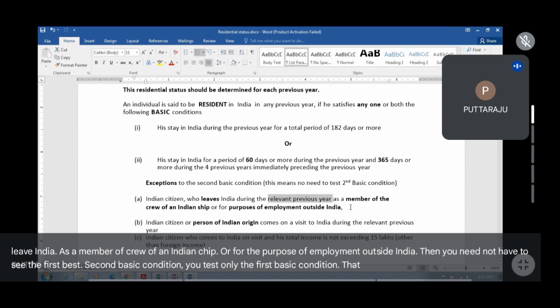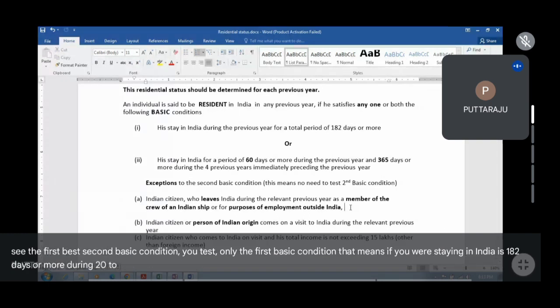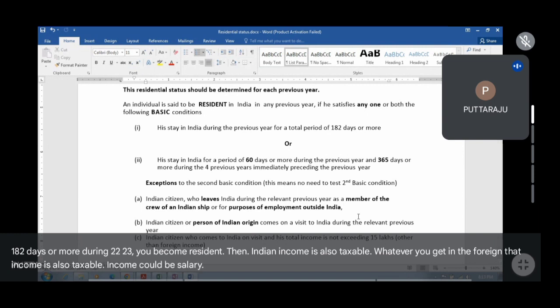That means if your stay in India is 182 days or more during 22-23, you become resident. Then Indian income is also taxable. Whatever you get in the foreign country, that income is also taxable. Income could be salary or profit of the business or profit from the profession. All these things are taxable.